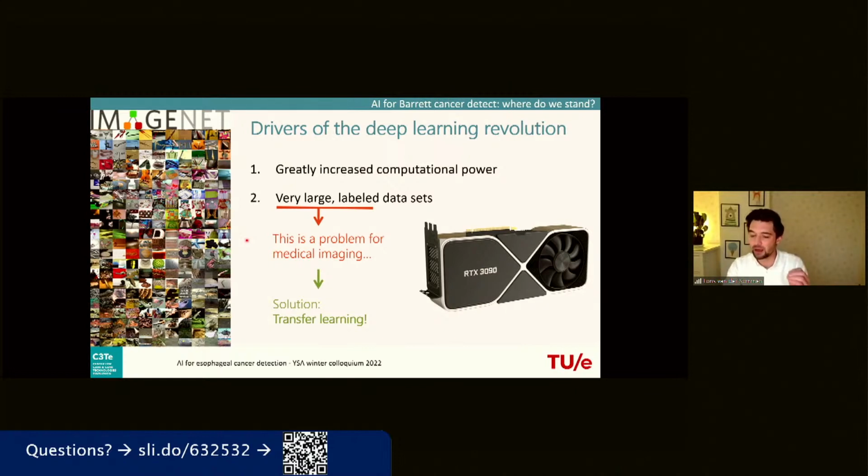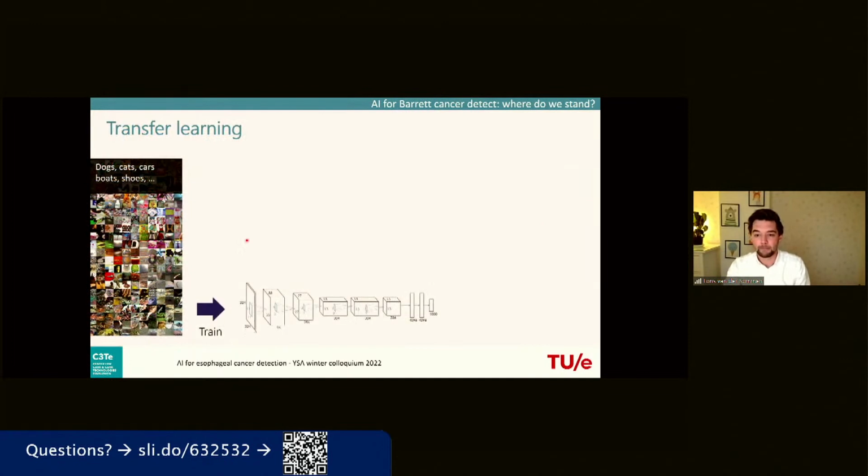And this is really key in medical imaging. It's used by, I would say, 99% of the people doing deep learning in medical imaging. They're using some form of transfer learning. So how does this work? Well, you have this data set of dogs and cats and cars and boats, etc. And then you're going to train your neural network. You have plenty of data, so this will work out nicely.